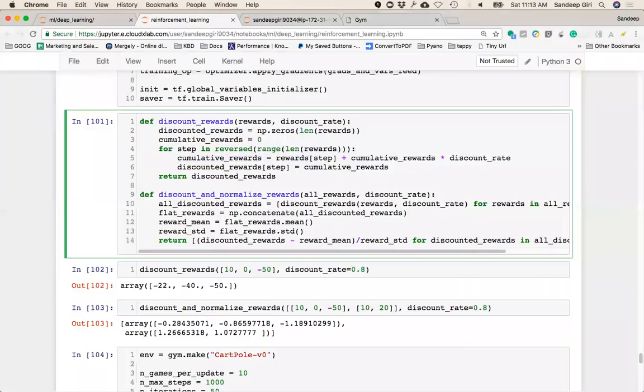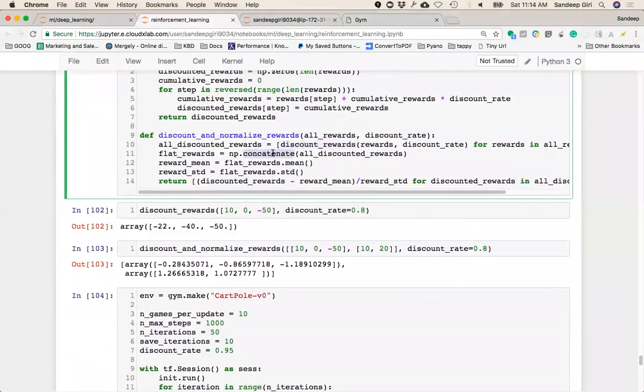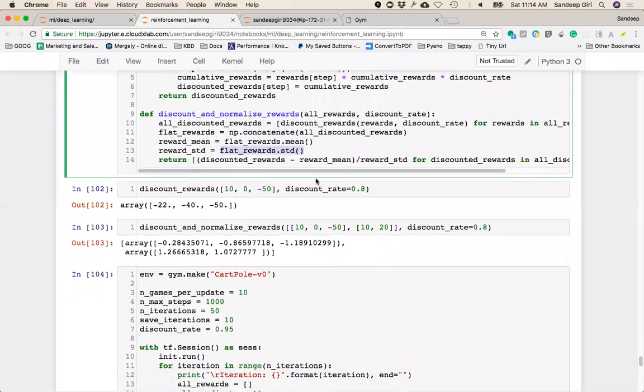After we have computed the discount rate, we would like to normalize it, and this is what's happening here. So what we are doing is we are going over all the rewards and computing the discounted rewards, and once we have done that, this was two-dimensional, so we have converted it into one-dimensional here by doing np.concatenate. And then we are reducing it, converting that into a single value, this reduce mean. And then we are also computing the standard deviation of these flattened rewards.